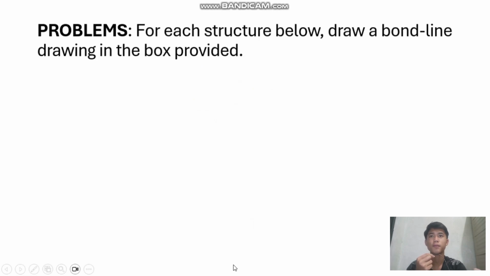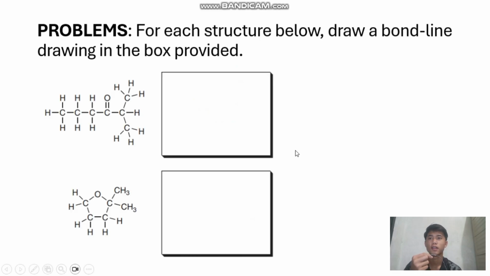So we have here problems. For each structure below, draw a bond line drawing in the box provided. So for these molecules or compounds, try to draw the bond line drawings of each one of these, and let's see if you can draw them confidently and concisely.